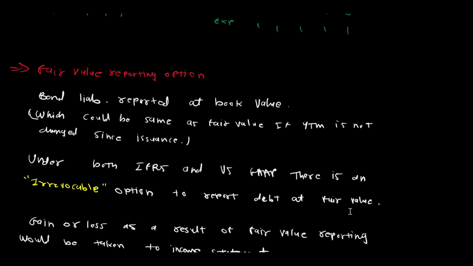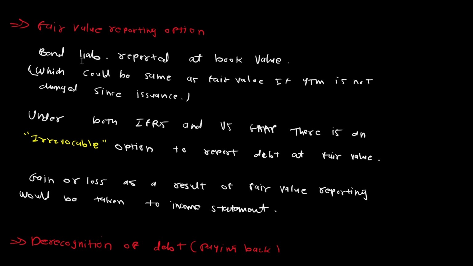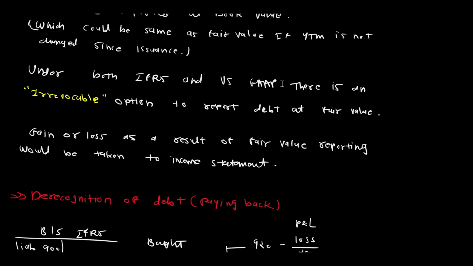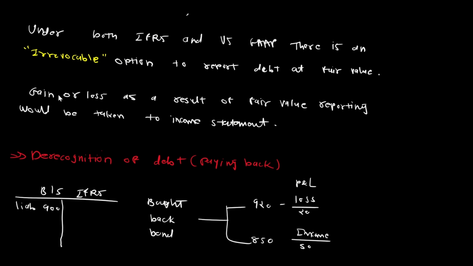Okay. Now let's understand the fair value reporting option. Bond liability is reported at the book value, which could be the same as the fair value if YTM has not changed since the issuance. If YTM is the same, then the book value and face value will be the same. Fair value means market value, which we discussed at the start of the video. In both IFRS and US GAAP, there is an irrevocable option to report debt at the fair value. Irrevocable option means you could report your debt at the fair value, but you cannot go back to the old method after moving to the fair value. Then the gain or loss as a result of fair value reporting will be taken to the income statement.